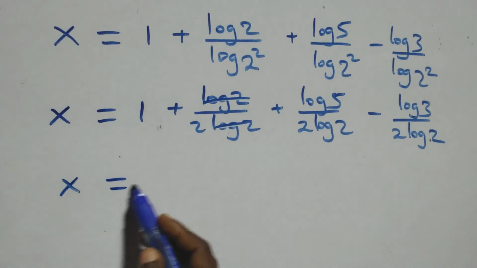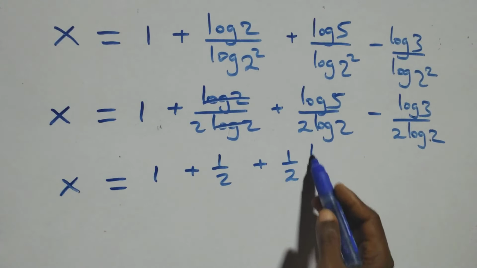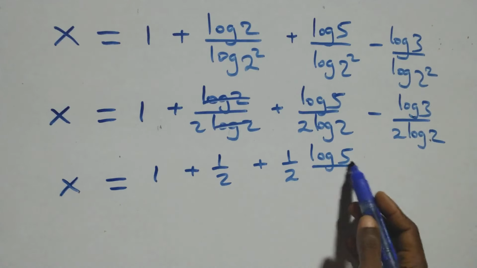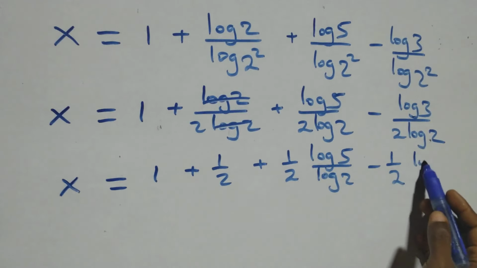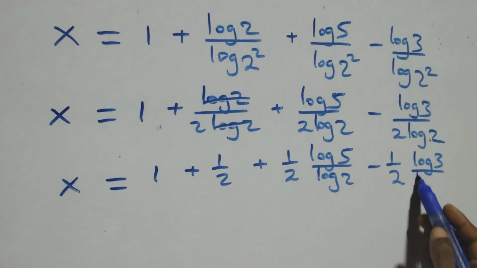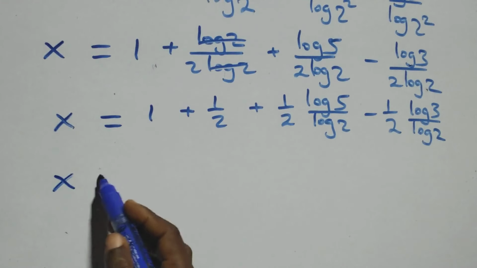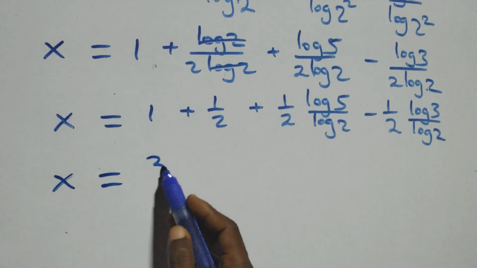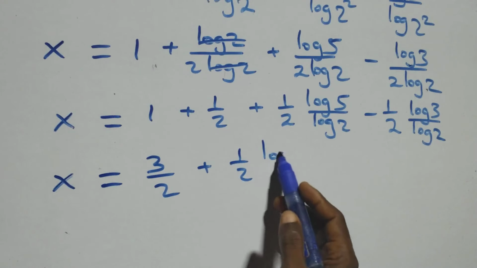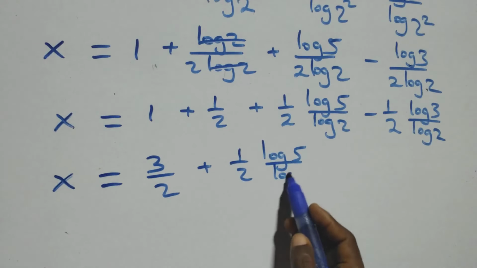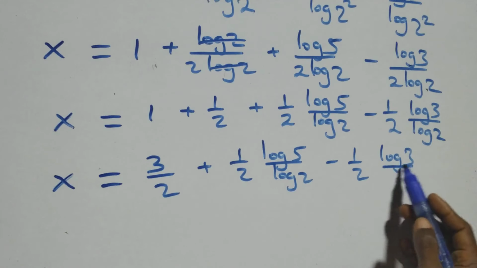We have x equals 1 plus 1 over 2 plus 1 over 2 times log 5 over log 2 minus 1 over 2 times log 3 over log 2. That is, here we have x equals 1 plus 1 over 2, and write that as 3 over 2, plus also 1 over 2 log 5 over log 2 minus 1 over 2 log 3 over log 2.